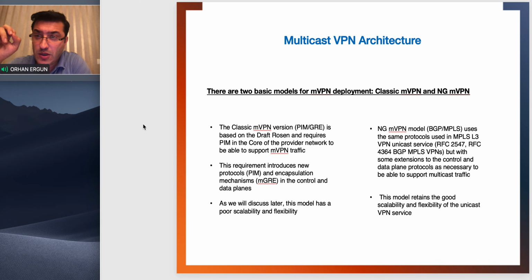So ingress replication might be seen as a good alternative for multicast, because customer multicast traffic will still be tunneled over the unicast LSPs. You don't need to create multi-point LSPs, etc. We will see. Just whatever you use today for layer 3 VPN for unicast, you can use that. Or we will introduce the multicast state to the P routers and let the P routers do the multicast replication. So this is different from the unicast approach, guys.